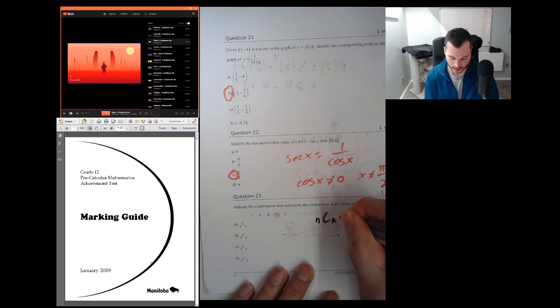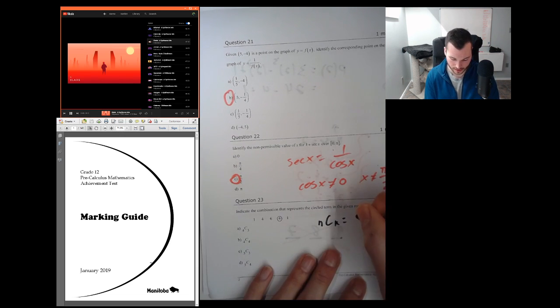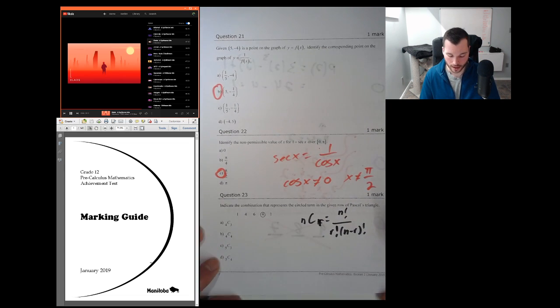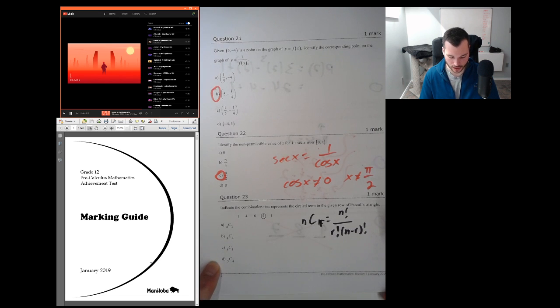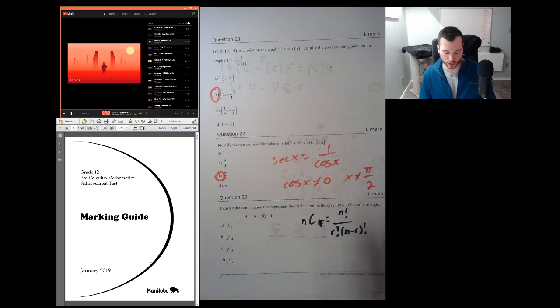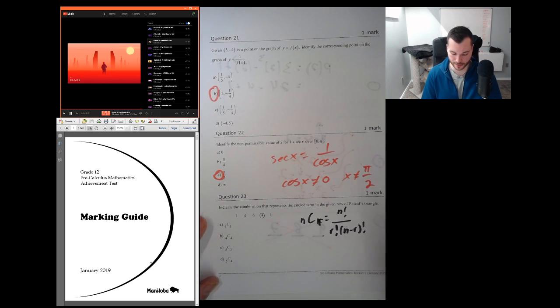N choose r is equal to n factorial over r factorial times n minus r factorial, and you have your formula. Doesn't mean you can't use your formula sheet. Oh, that's an r, sorry. So if you really wanted to, you can just bust out any one of these and ask which one it would be. You could probably eliminate some answers for yourself.